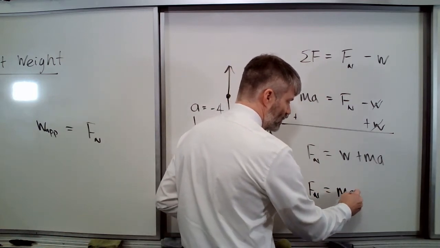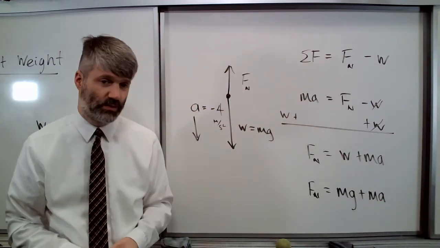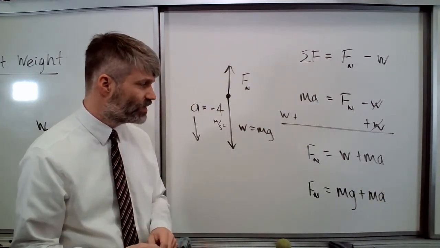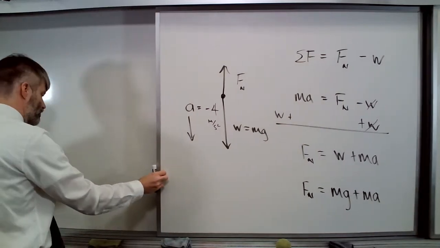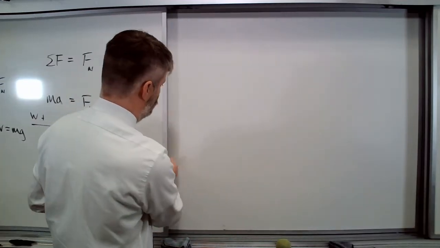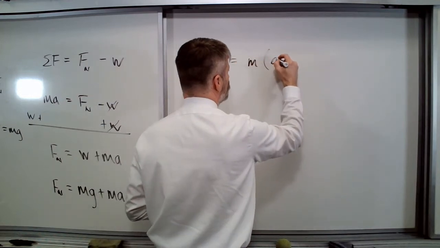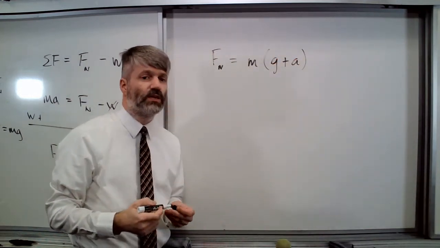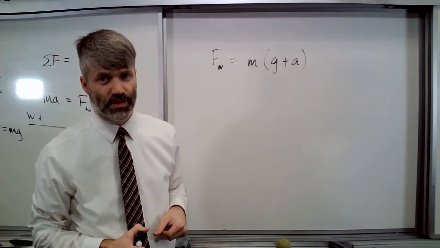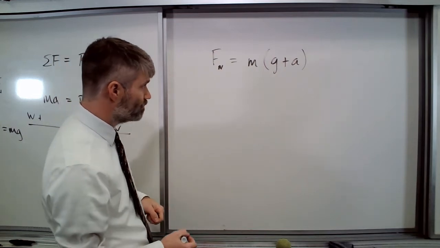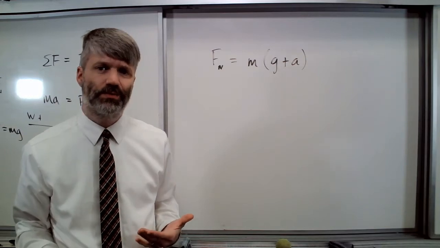Let's even go a little step further and say that the weight is equal to m times g. And notice that one thing we can do is factor out that m from that equation. Even more so now, we can see that this is going to be 9.8 minus 4 meters per second squared. What number do we get for that? I don't know. All right.